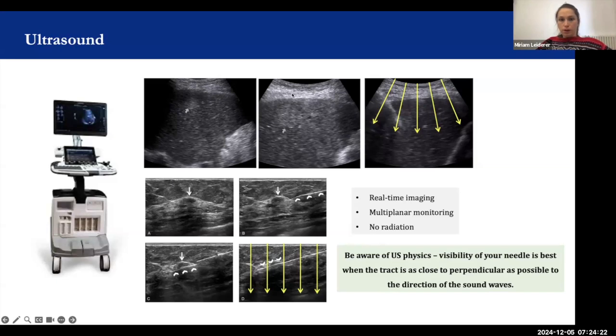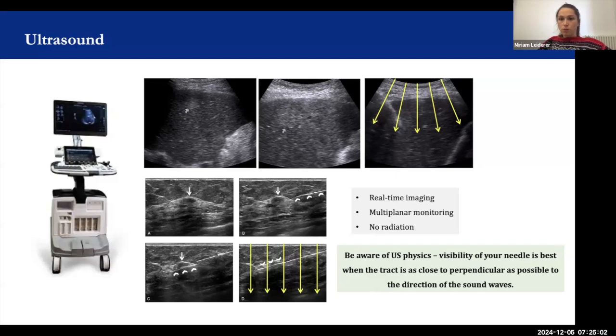And for a curved probe, the sound waves fan out. So they go in different directions, in different parts of your image. So if your tract is too steep, if you start too close to your probe and you choose a very steep tract, then maybe you're still going to be able to see your needle at the edge of your image, because at that point it's still more perpendicular to the sound waves.